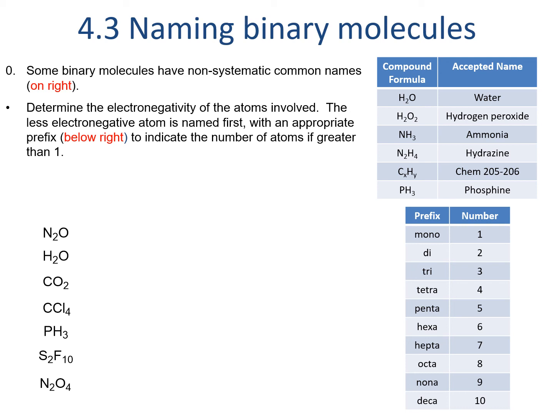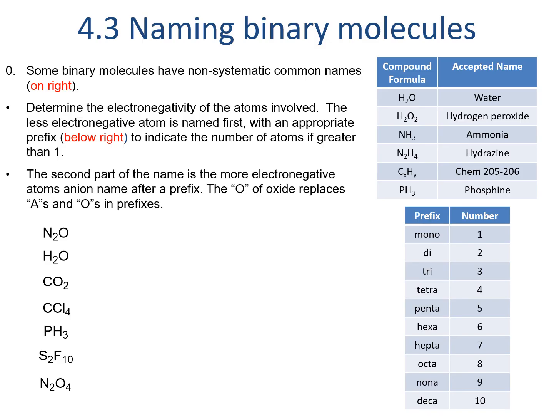And if oxide is the more electronegative atom, because it starts with an O, oftentimes we'll blend those prefix names with an O or an A that precedes them. So instead of having monooxide, we have monoxide, and instead of having tetraoxide, we have tetroxide.